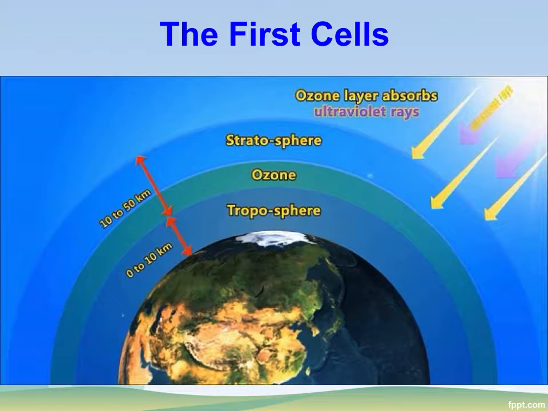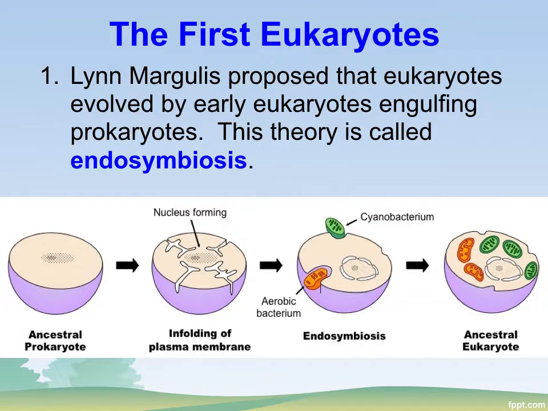There's the layers you guys could see. The troposphere is where our oxygen is how it is today, and then the ozone layer above that is where we get that O3. All right, last few slides, guys.